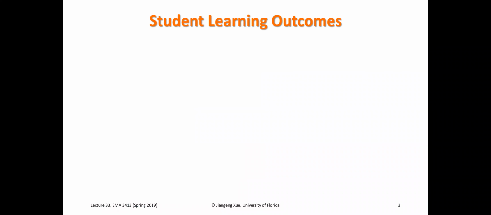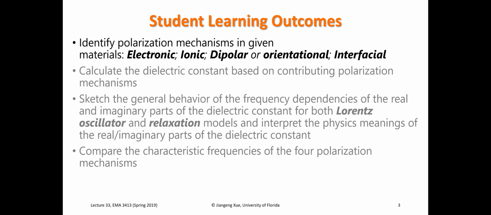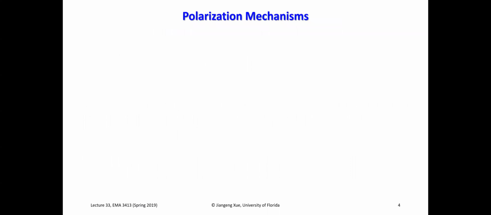So the first student learning outcome in this lecture is that you should be able to identify the 4 different polarization mechanisms in given materials. We have electronic, ionic, dipolar or orientational, and interfacial polarization.